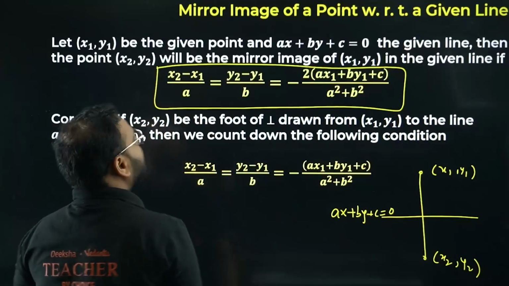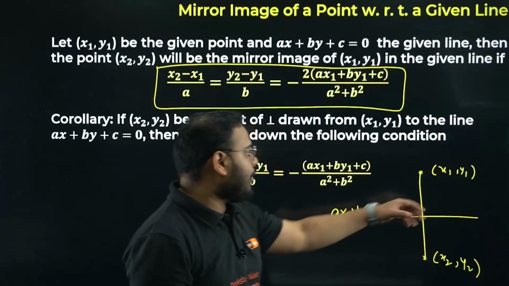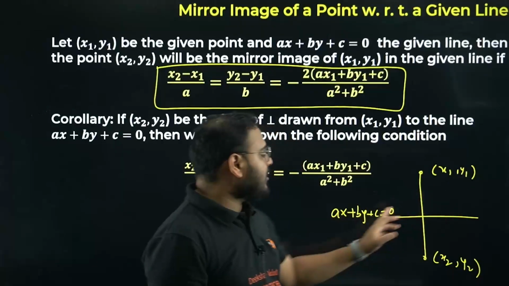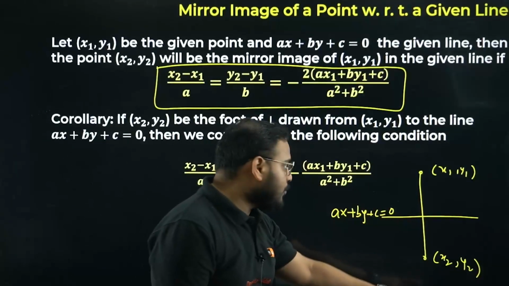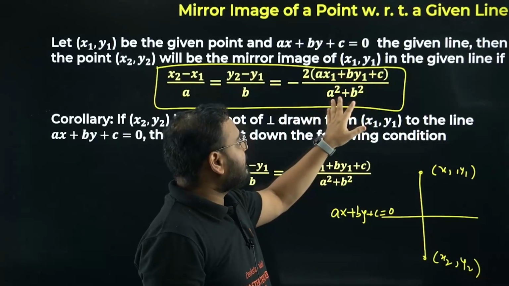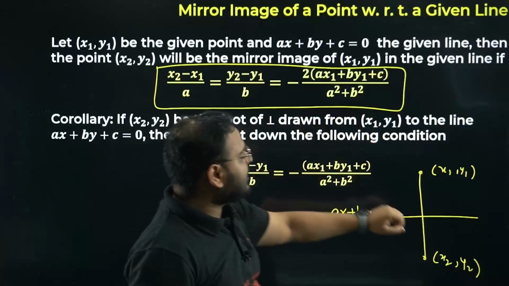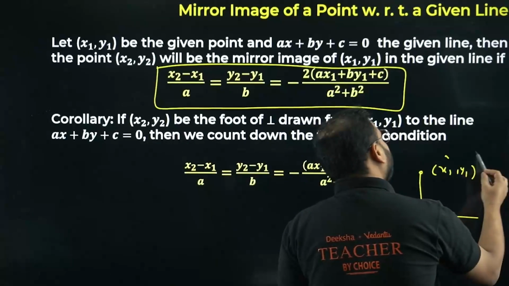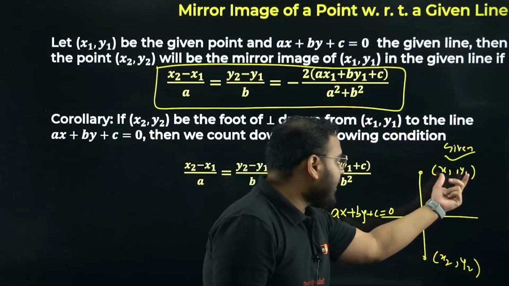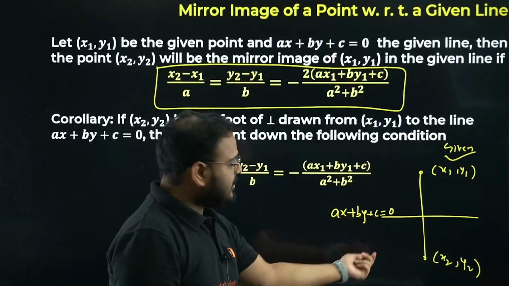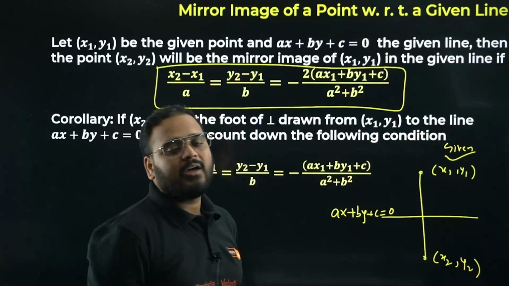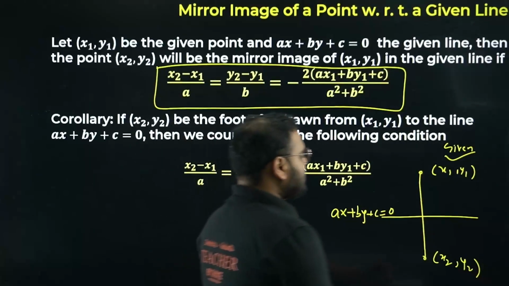Please check. What's the relation over here? x2 minus x1 upon the coefficient of x, so a, is equal to y2 minus y1 upon the coefficient of b, again equals the same thing, minus 2 times ax1 plus by1 plus c divided by a square plus b square. Basically putting the value of x1, y1. This is the given point. So you put the given point in the equation ax1 plus by1 plus c divided by a square plus b square, with of course a negative sign. Of course a negative sign will be there, because this line will act as a mirror, no?